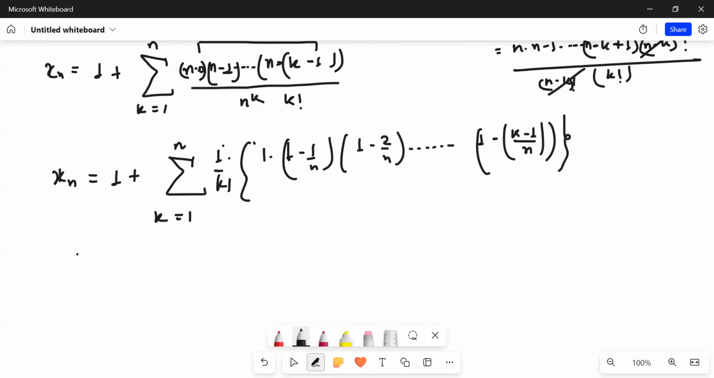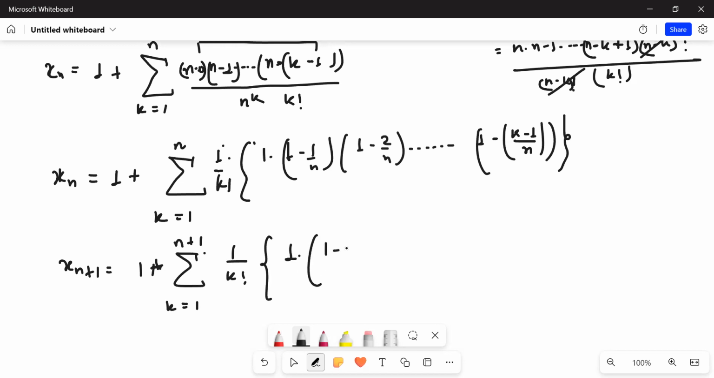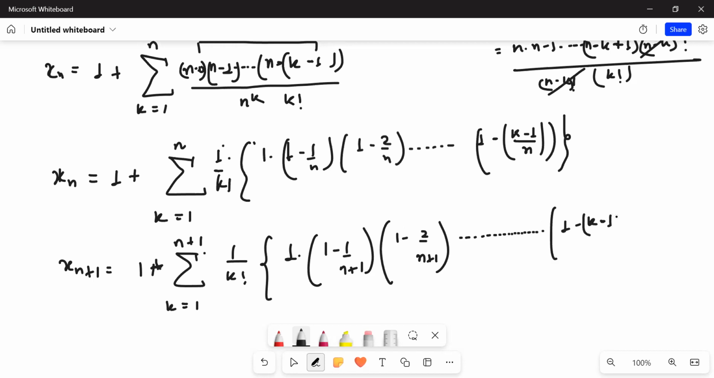What about xn plus 1? xn plus 1 would be summation k equals 1 to n plus 1 of 1 upon k factorial, and here you will have 1 minus 1 upon n plus 1, instead of n you will have n plus 1, and here also you will get n plus 1.